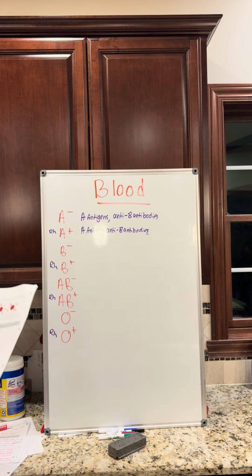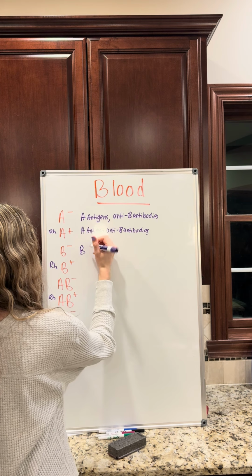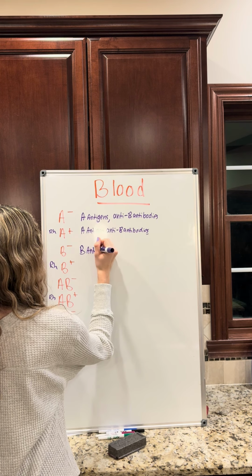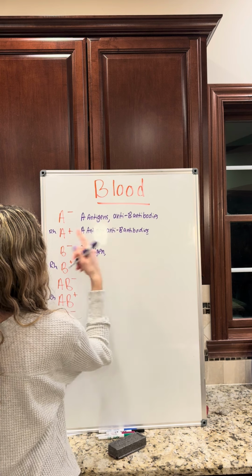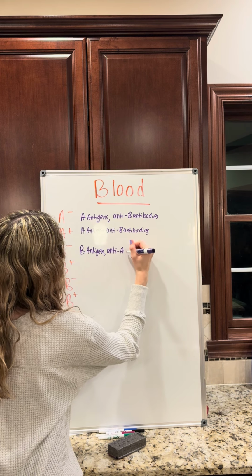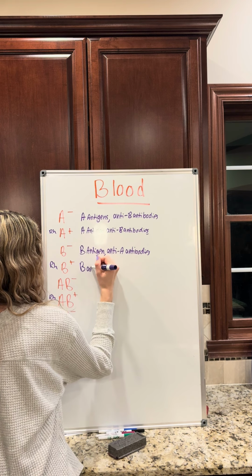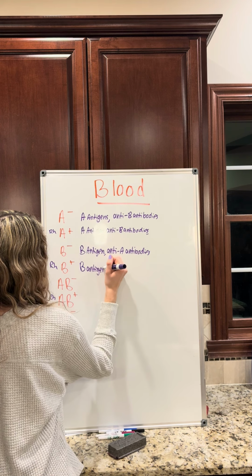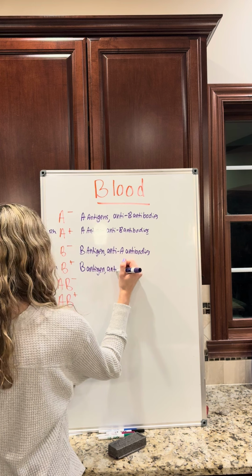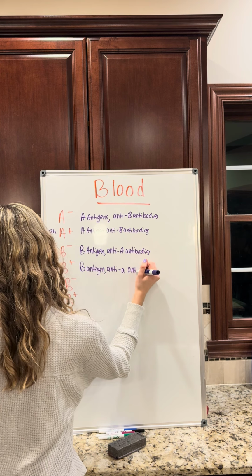So then for your B minus, since it's B, you're going to have the B antigen and anti-A antibodies. And then the same thing for B positive, you're going to have the B antigen, anti-A antibodies.